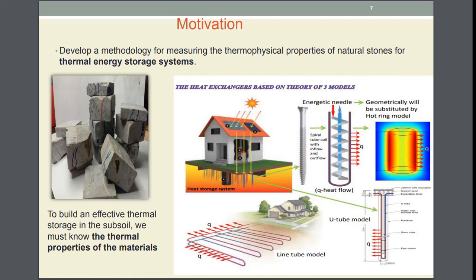And if we know the proper thermal parameters of this heat storage system, it is possible for us to understand how the heat will dissipate in or out from the system, how well it can be stored, and for how long it can be stored. So for that purpose, it is very important to know the thermal properties of the building material, for example, rocks, wood, concrete, soil, grass, everything. So in this work, I will be just focusing on thermal properties of rocks.